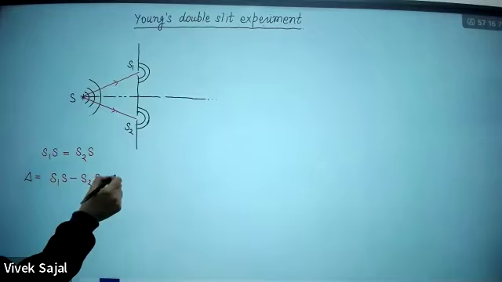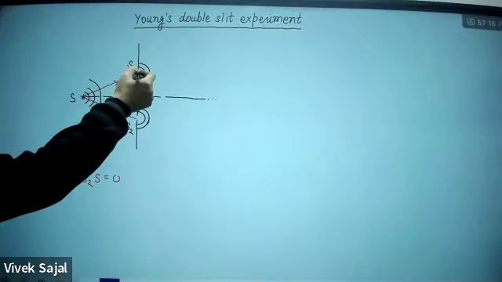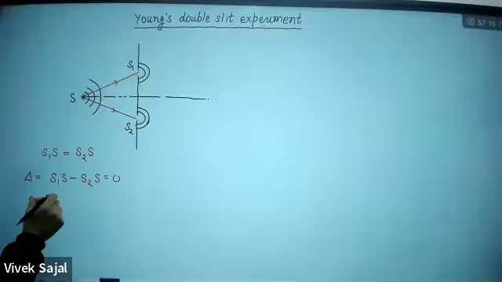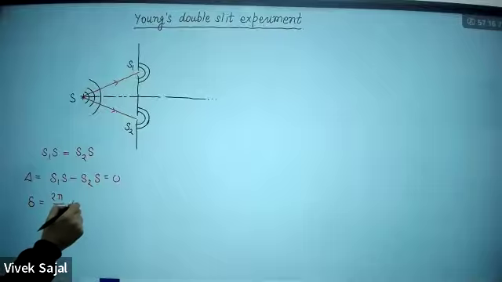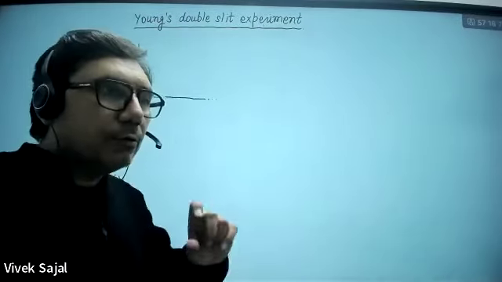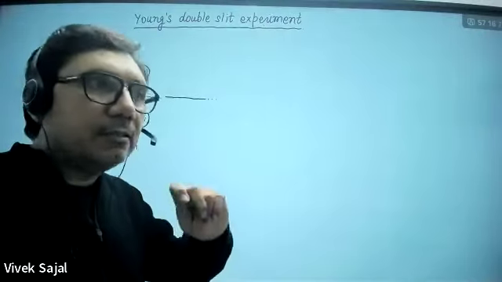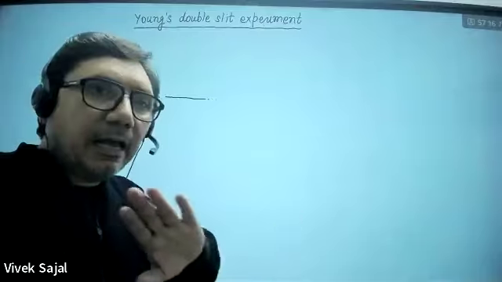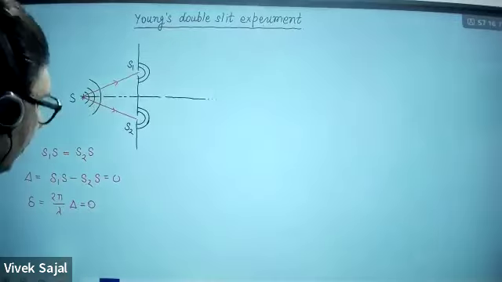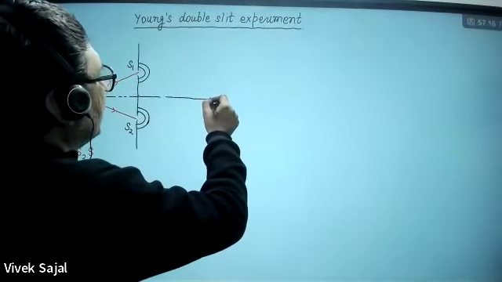So what will be the phase difference? Phase difference delta between these two light sources, ठीक है ना? That will be 2 pi by lambda into path difference, and that will also be 0. So when these light waves are emerging from S1 and S2, at that time the phase difference between these light waves or wave fronts is actually 0. Now what we have done, we have placed a screen here.